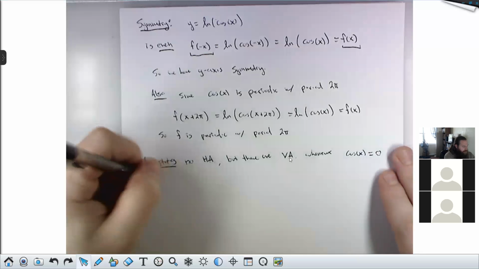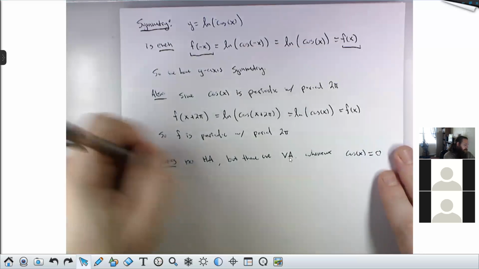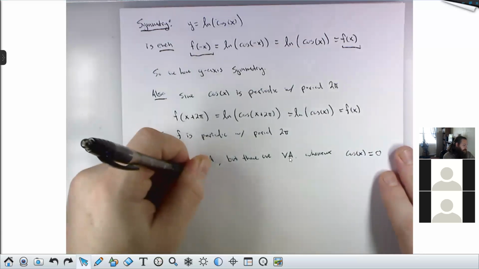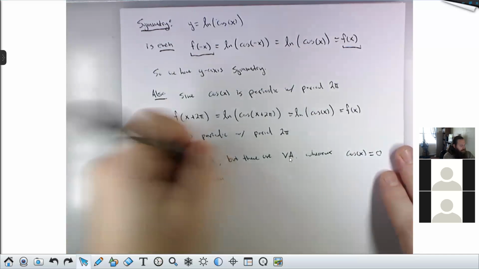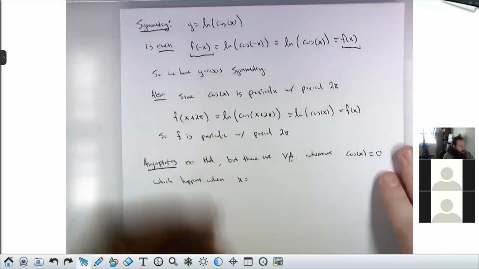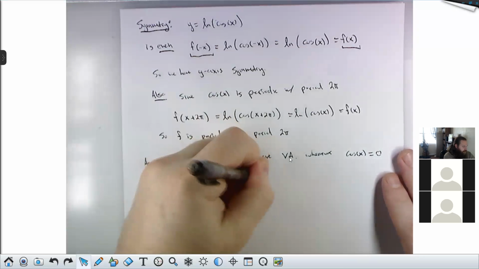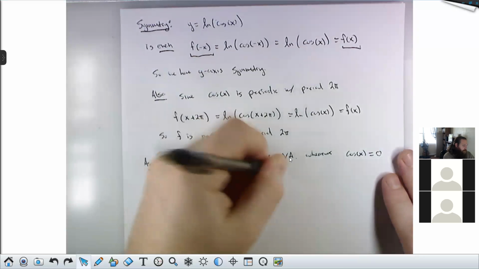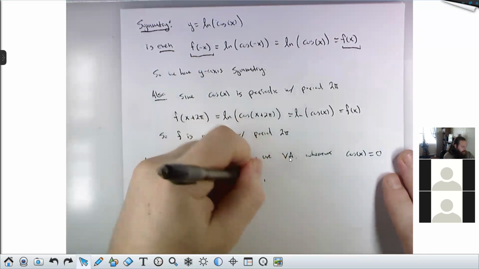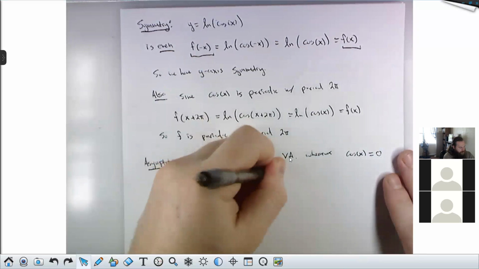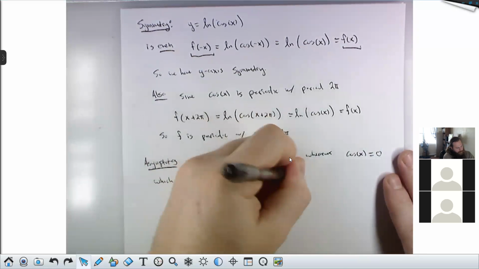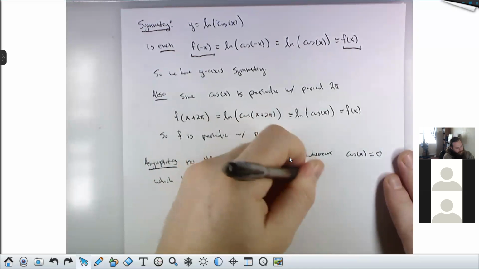That happens when x is equal to any odd multiple of pi over 2. So that's negative pi over 2. Really, I should say negative 3 pi over 2, negative pi over 2, pi over 2, and 3 pi over 2.